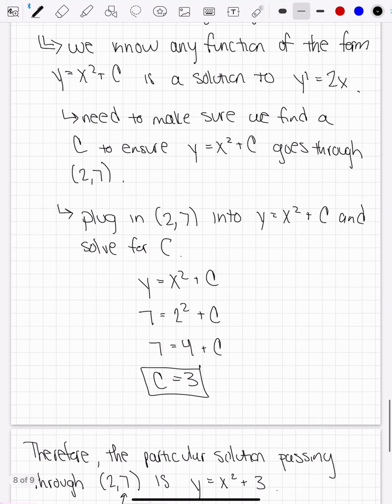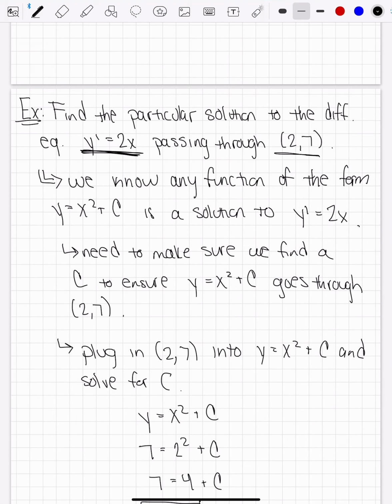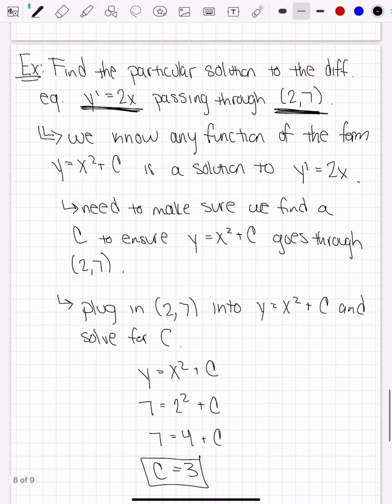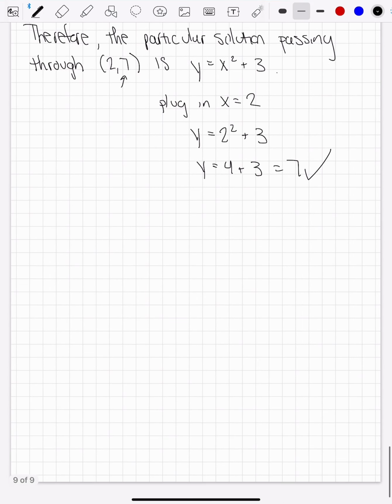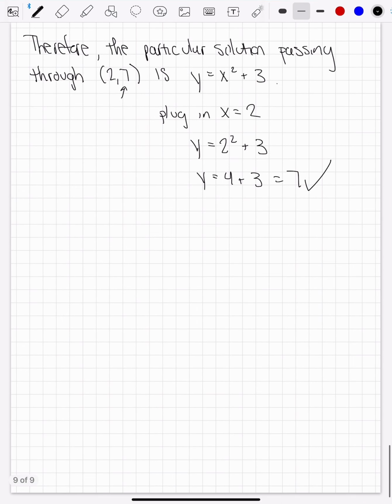So that's how you find particular solutions: if you want to go through a specific point, you want to make sure your constant ensures that. And that leads us to a discussion of initial value problems, which are going to give you an initial condition, which we can treat as a coordinate point to find our constant.